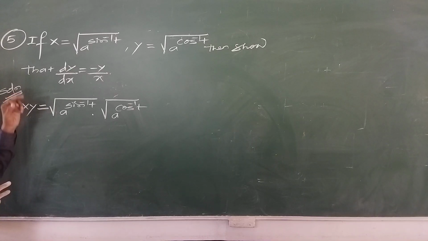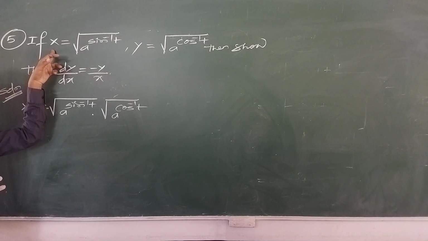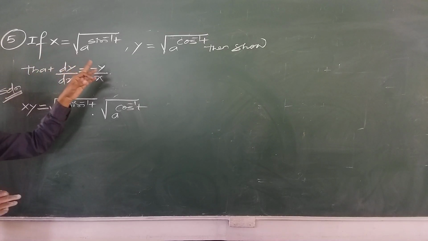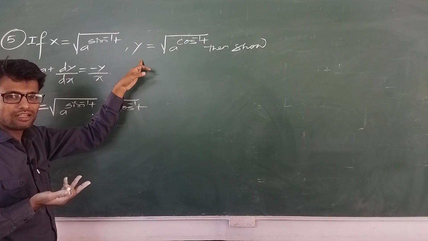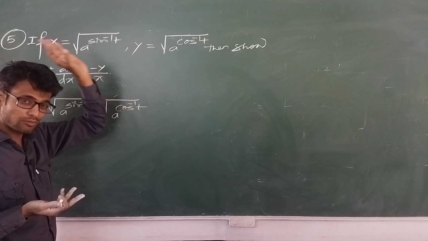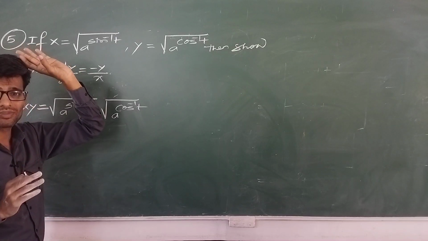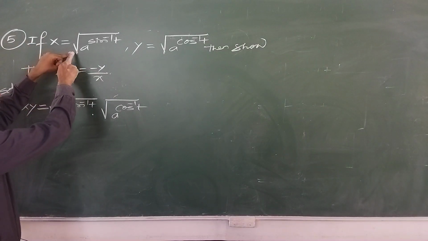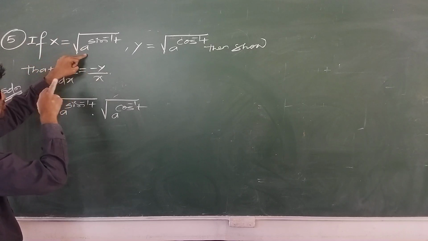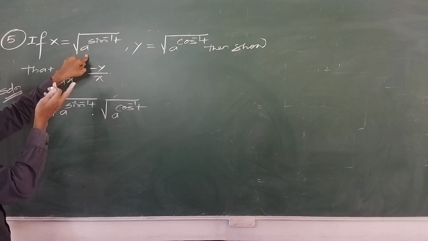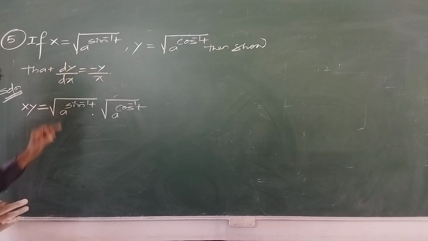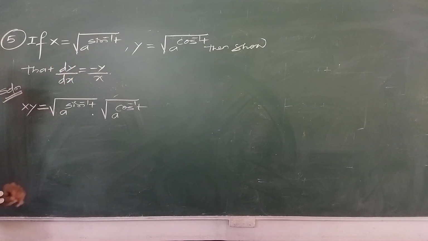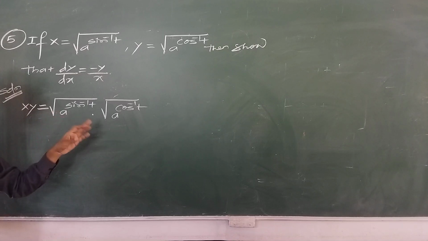Otherwise, if you want to differentiate x with respect to t by applying the derivative of square root of x formula, and afterwards you find dy by dt by applying the square root of x formula, it becomes very lengthy. The derivative of square root of x, and afterwards the terms which lie inside the root. So it becomes a very long procedure. So instead of doing that, I am using a very simple method for this one. Just I am taking the product of x and y.